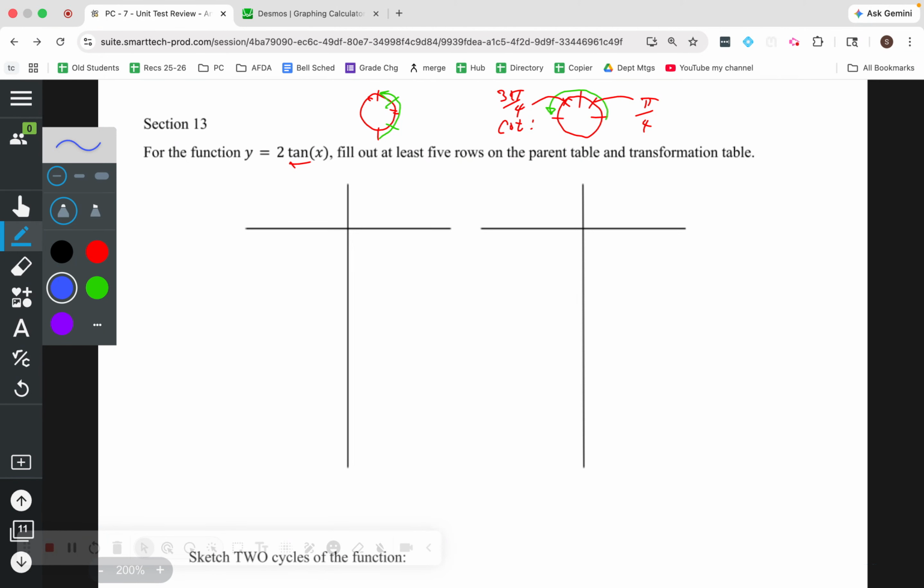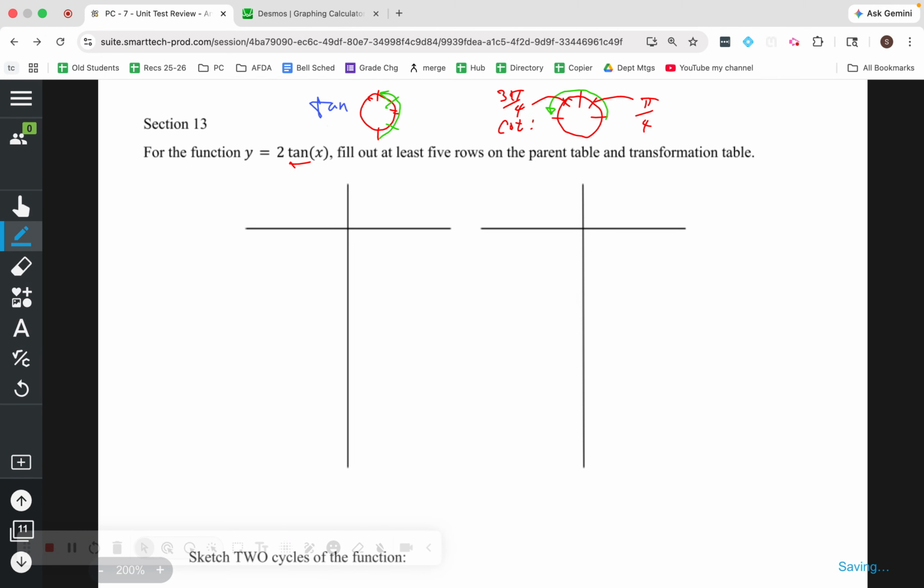But the 5 values of tan for your standard parent table are, and this is the only parent table where you use negative angles: negative pi over 2, negative pi over 4, 0, pi over 4, and then up to positive pi over 2. Okay. And also, what you should have in your head is the shape of this graph.